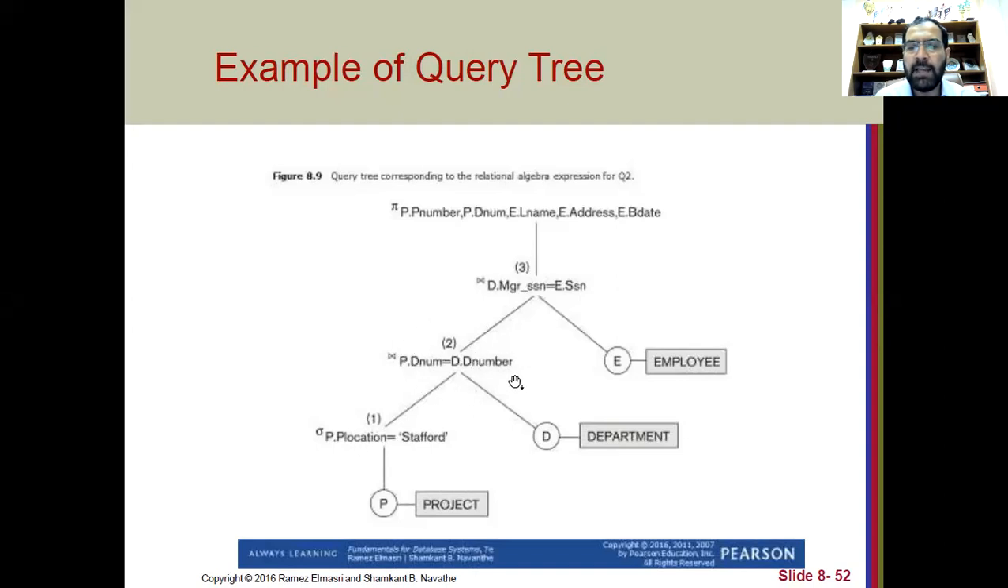Whatever result we have over here, we apply a join condition with employee, where department manager ssn is equal to E.Ssn. And for whatever result we have, we are only interested in the values of these columns, so here we have the project operator. In that manner the tree is built, and you can easily understand how various operations are involved and in what sequence these operators are introduced.